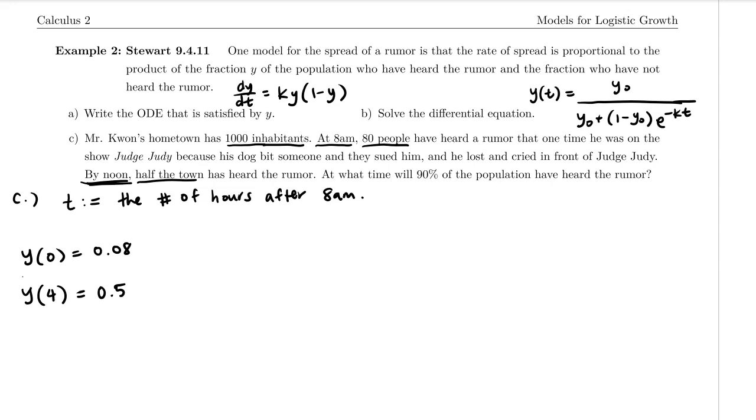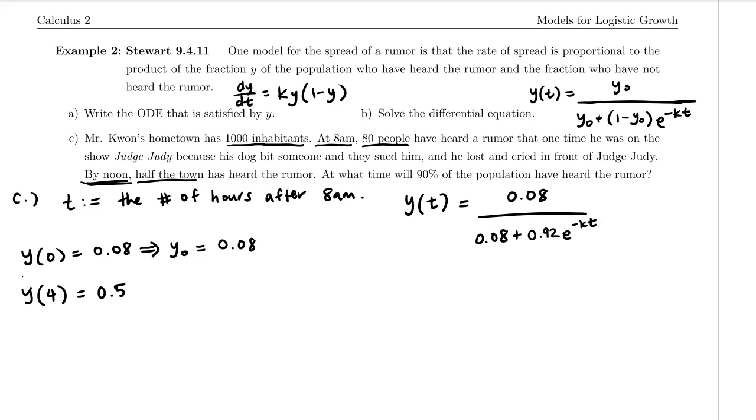Now, if I come back to my solution, we have y of t is equal to, here, this is the same thing as saying y sub 0 is equal to 0.08. So let's plug that in. And then 1 minus 0.08 is 0.92, and then e to the negative kt. So the reason that we have this second piece of information here is we don't know what the k value is in y of t, so we can use this to solve for y of t.